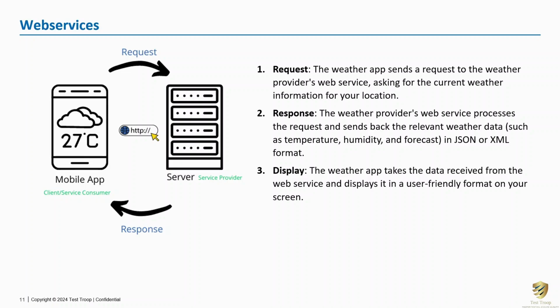The weather provider's web service processes the request and sends back the relevant weather data, such as temperature, humidity, and weather forecast for the next 24 hours, in a JSON or XML format. Then the weather application takes the received data from the web service and displays it in a user-friendly format on your screen. This is basically how the weather application works. Hope you understood the concept of web services.